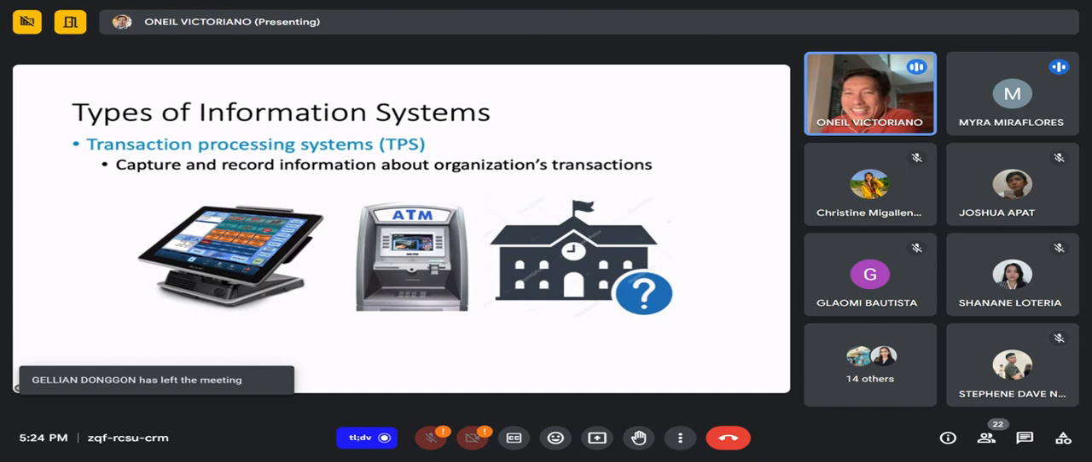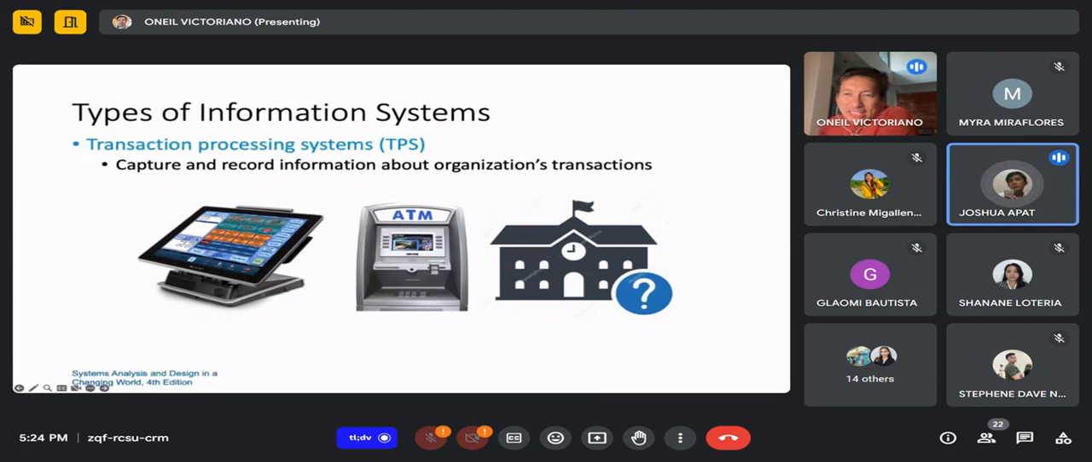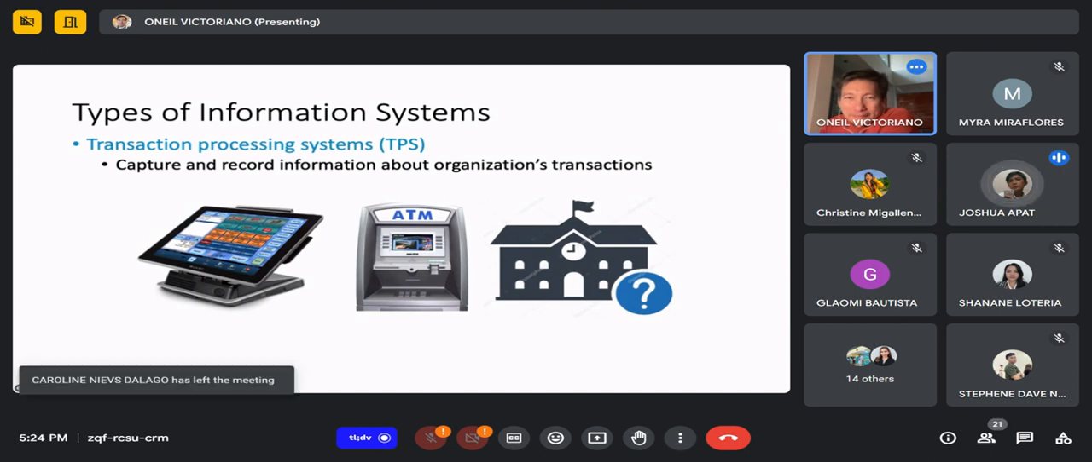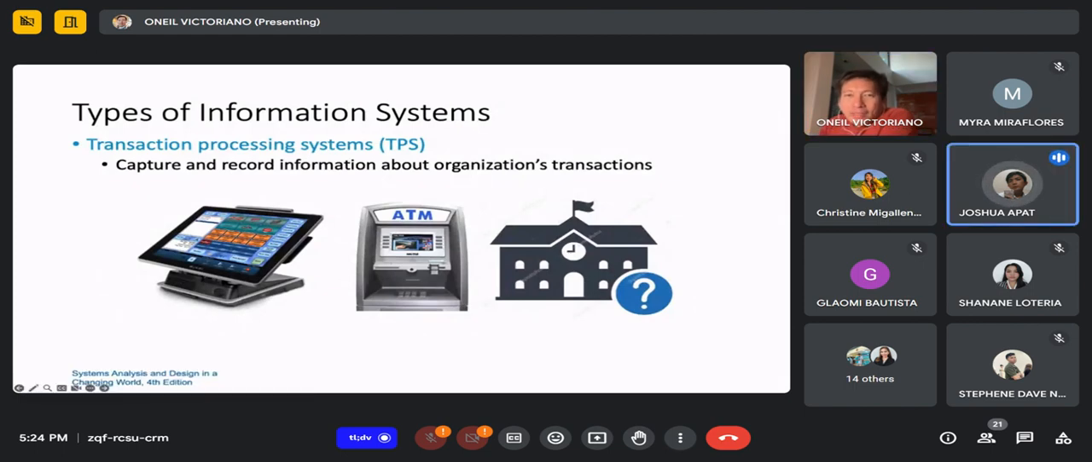Anyway, how about Josh? Josh, yes, what po, sir. What would be some example of transaction-based systems or TPS systems for academic? For school, sir, I think it would be the cashier. Yeah, very good. The use of cashiering services for our tuition fees and other fees.